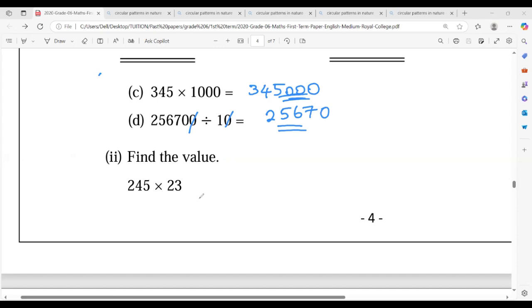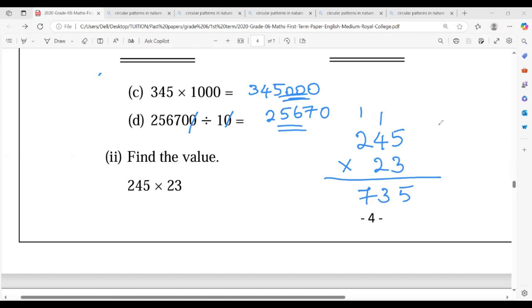Find the value. Here you have multiplication. So you can do it like this: 245, 23. You have to multiply. 3 into 5 is 15 and 1 carries, right? You can take this one here. 3 into 4 is 12. 12 plus 1 is 13. Then another 1 carries. 3 into 2 is 6. 6 plus 1 is 7. Right? Something like this. Okay.